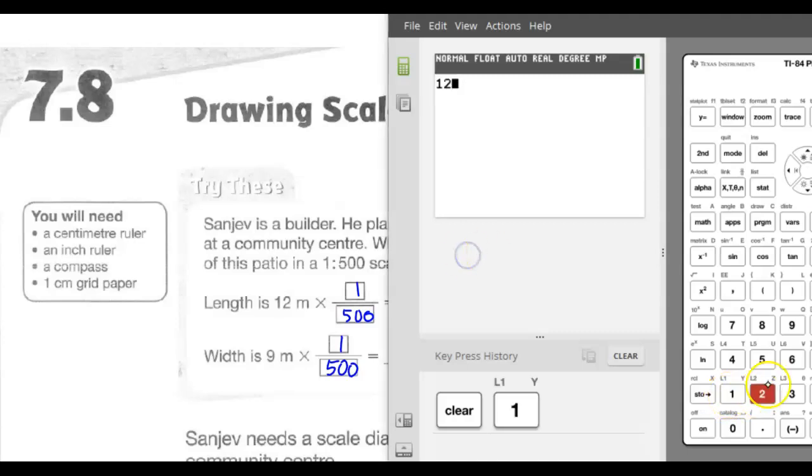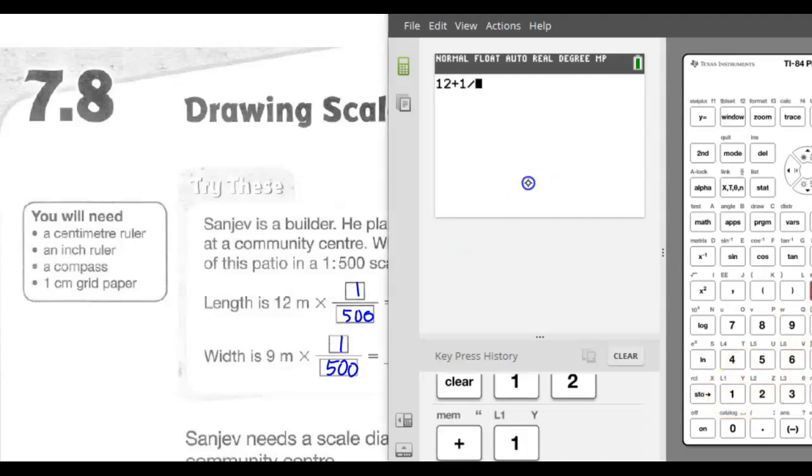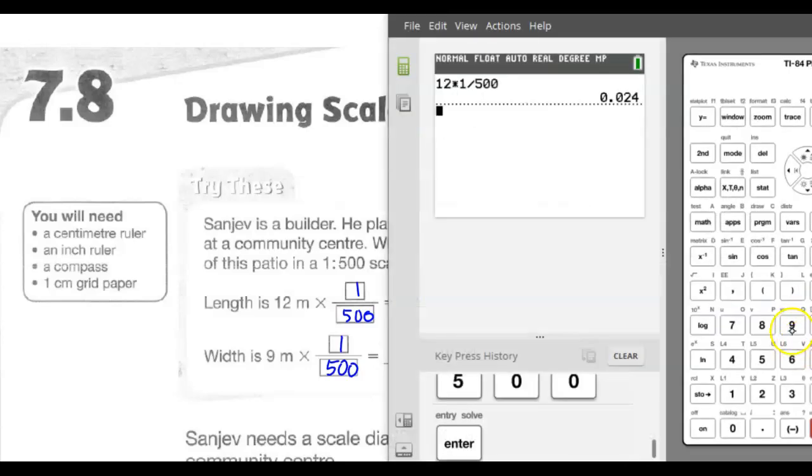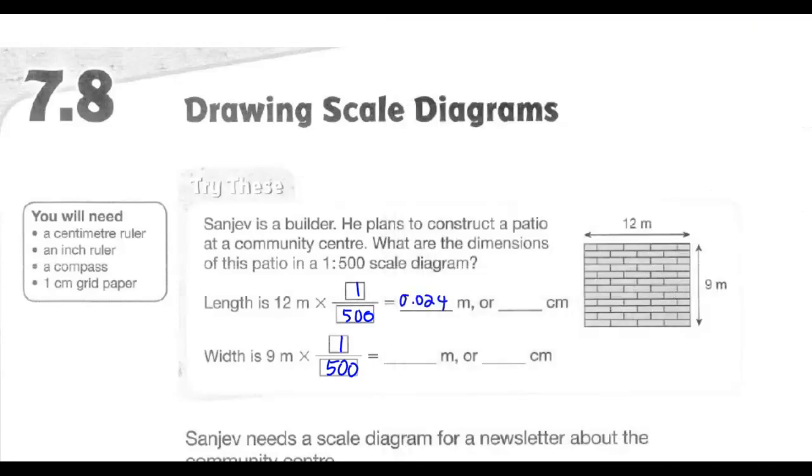So 12 times 1 divided by 500. Oops, that was a plus, sorry. 12 times 1 divided by 500, 0.024. You can just go divide by 500, it's faster. 0.018.